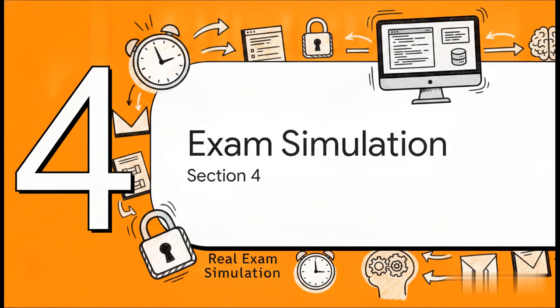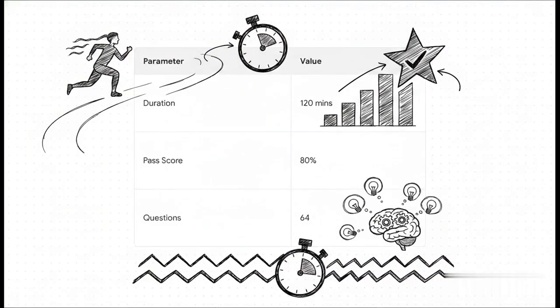Section 4. Real Exam Simulation. When it's time for the real deal, you have to condition your brain for stamina. The actual GH-100 exam is a total marathon. It demands exactly 120 minutes, a strict 80% passing score, and throws exactly 64 technical questions your way.